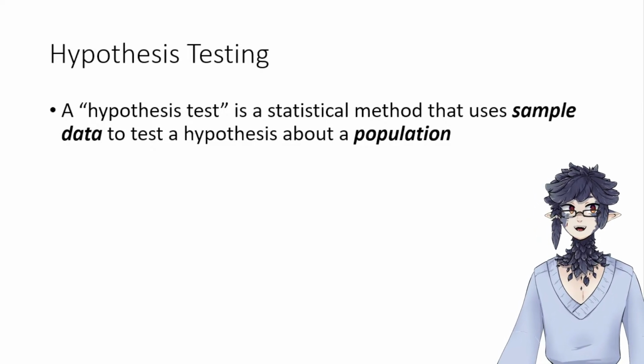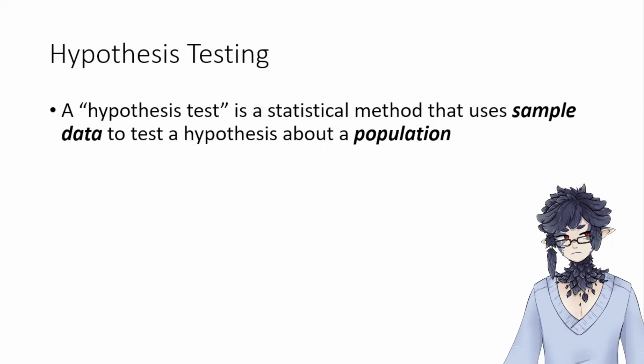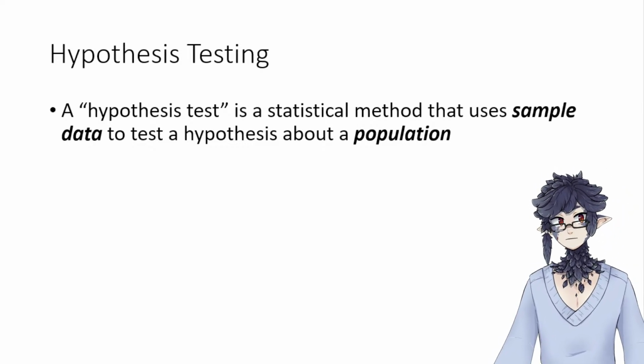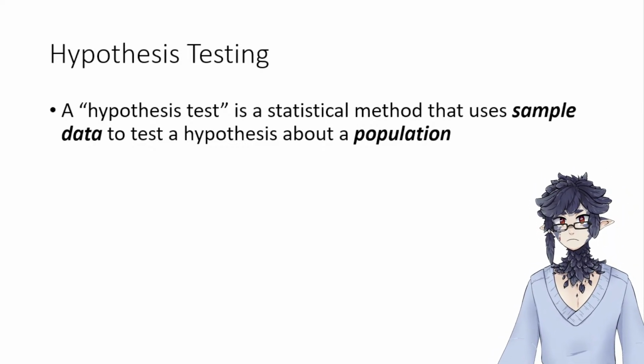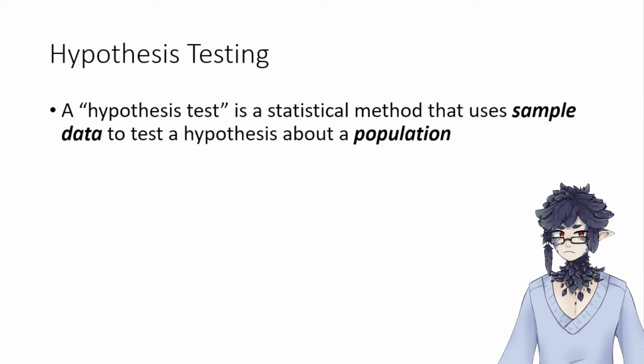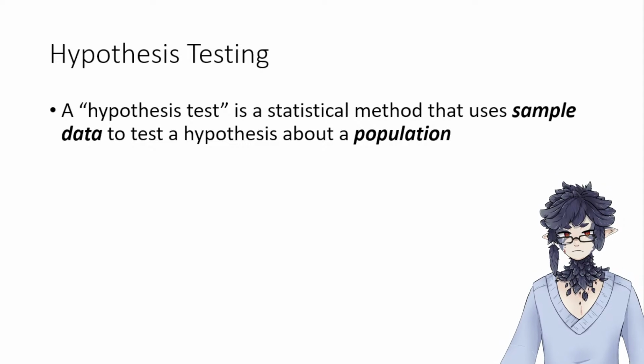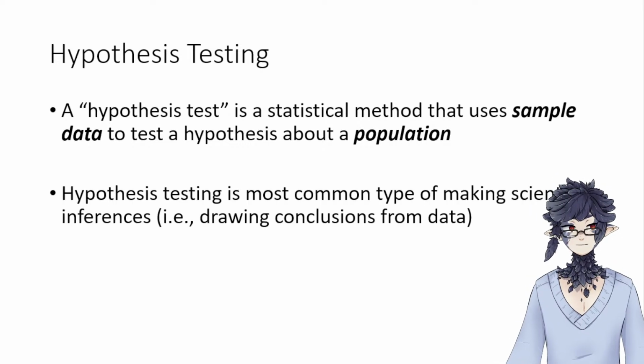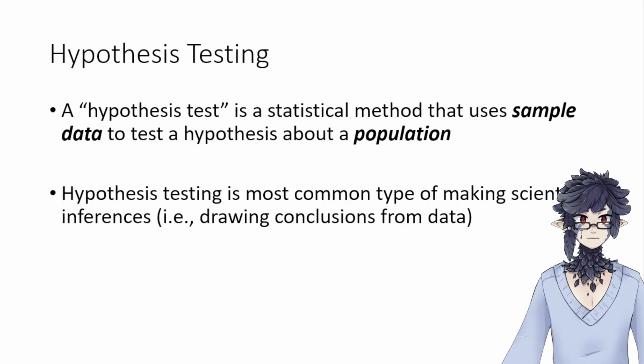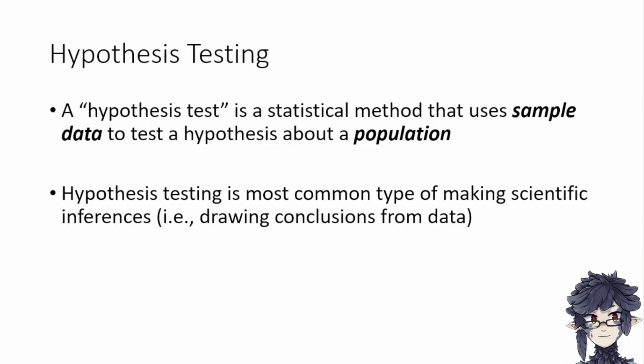Before, we probably talked a little bit about how hypothesis tests are a method of trying to draw conclusions about entire populations, entire groups of people, from sample data. So we're trying to draw conclusions about everybody in the group that we're interested in based on a small subsection of that group. This is by far the single most common way of making scientific inferences, of trying to figure out new information in science.